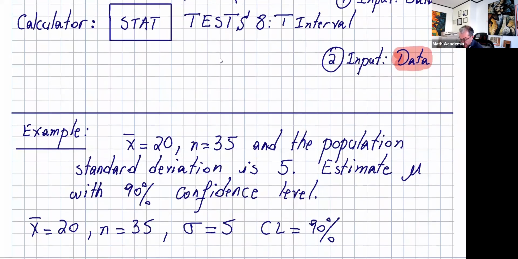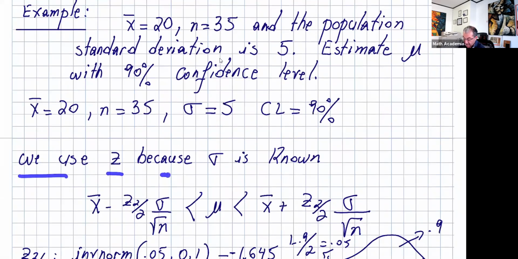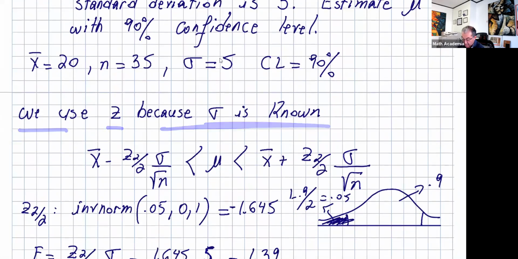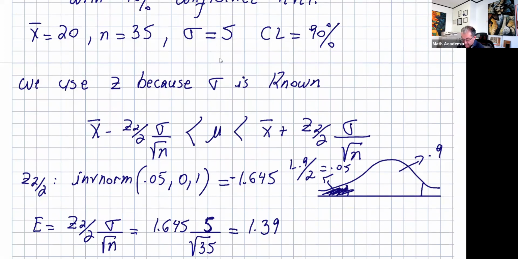Another example, x bar is 20, n is 35, and the population standard deviation is 5. I said population standard deviation. So in this example, that means here sigma is given. And I wrote it, x bar is 20, n is 35, and sigma is 5. Confidence level 90%. We use z because sigma is known. So here the margin of error is going to be z sub alpha over 2 times sigma over square root of n. So in order to find z sub alpha over 2, we do inverse norm.